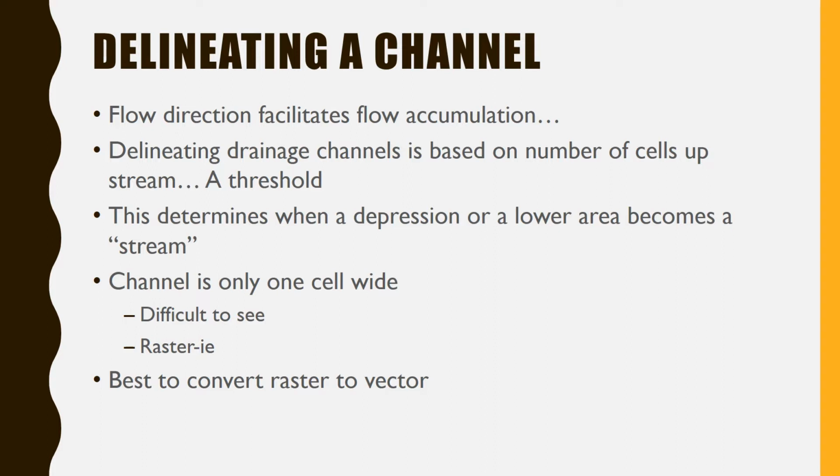A channel in general is only one cell wide and is difficult to see, and it is very raster-like. And so oftentimes once you identify these things, it's best to convert them into vector, into a linear feature, not a grid-based feature, because it will be much better for the other analysis that you do later on.